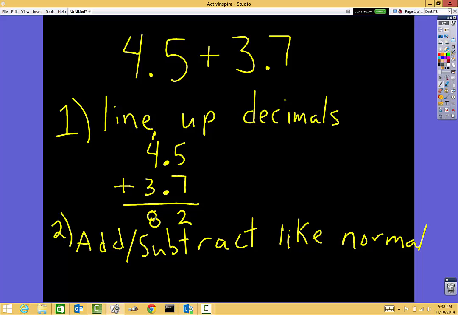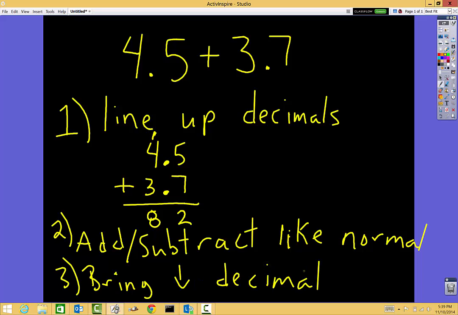And now my last step is probably my most important: I just bring down the decimal. So that's why it's so important that we stack them, we order them in that nice line from step number 1. Just bring that decimal down and voila, my answer is 8.2.